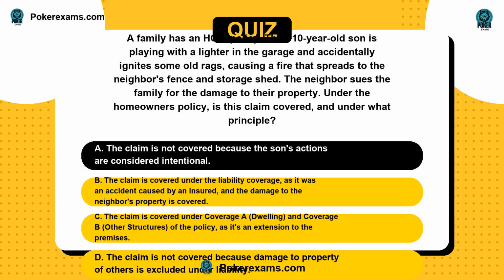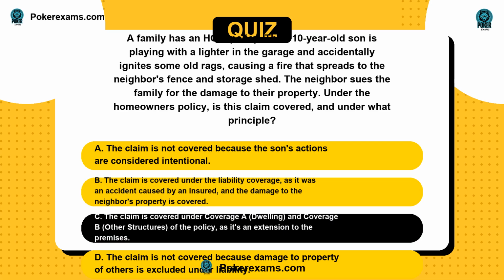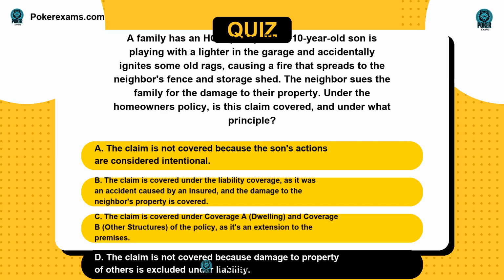Is it A, the claim is not covered because the son's actions are considered intentional? Or B, the claim is covered under the liability coverage, as it was an accident caused by an insured, and the damage to the neighbor's property is covered? C, the claim is covered under coverage A, dwelling, and coverage B, other structures, of the policy, as it's an extension to the premises? Or D, the claim is not covered because damage to property of others is excluded under liability?